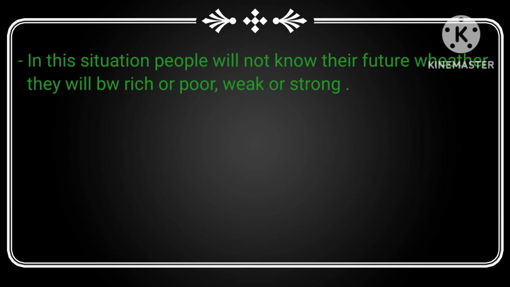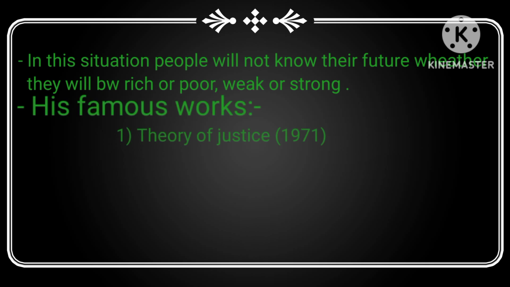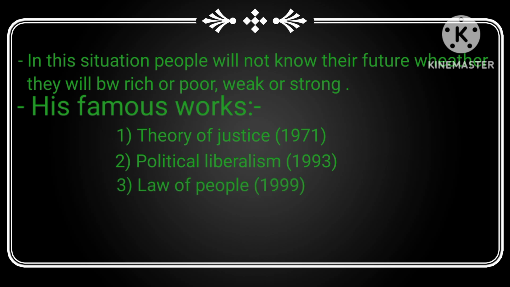His famous works are A Theory of Justice, which was published in 1971, and Political Liberalism, which was published in 1993. Then the third one is The Law of Peoples, which was published in 1999.